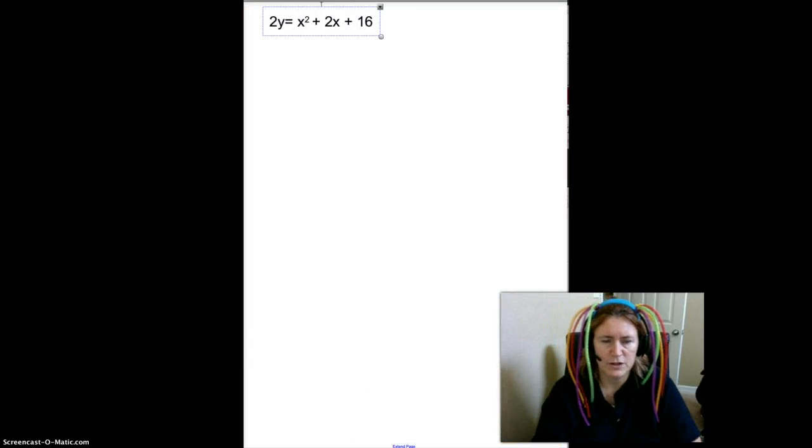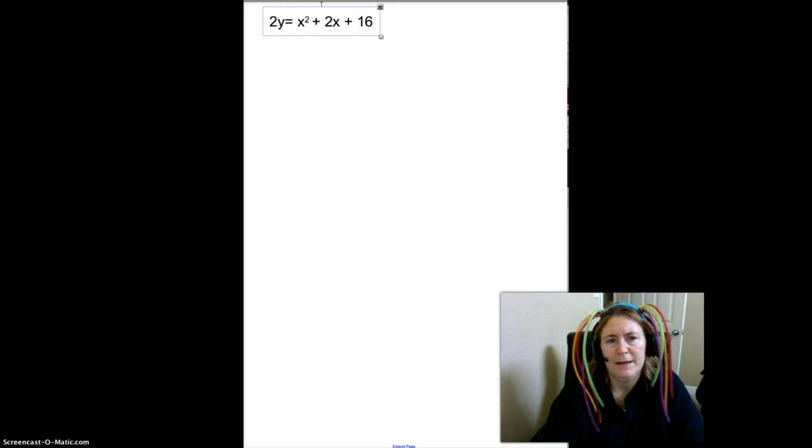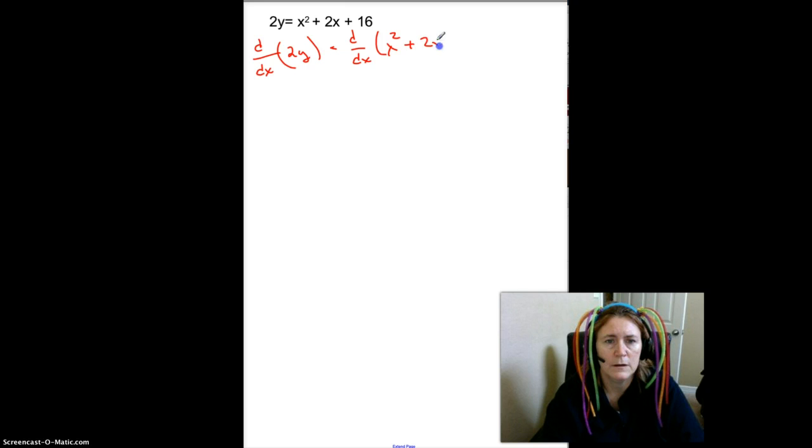Suppose I have this function right here. I mean, I could divide through by 2 and find the derivative, but let's pretend like it's a little bit uglier than it is. Suppose I were to just take the derivative with respect to x of both sides. And this one's not very hard. As a matter of fact, you can do this one pretty easily without implicit differentiation.